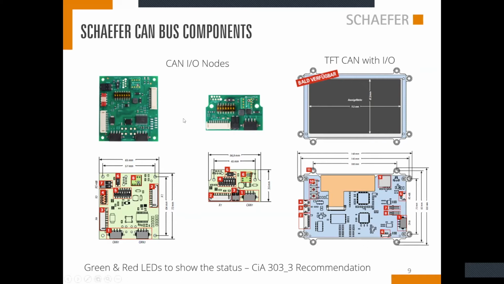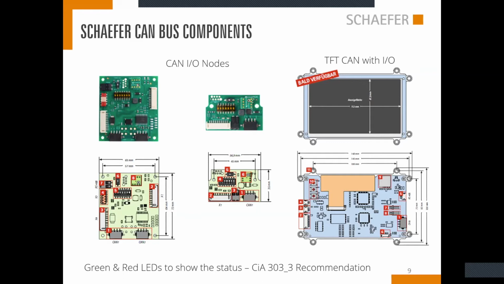All of our CAN devices have status LEDs, green and red LEDs, based on the CiA 303 recommendation to show the status of the CAN nodes or the TFT. This is for the customer or the lift installation person to know what is the status of the CAN node. Are they connected to the bus, or are there some errors and things like this? During normal operation, there's a steady green light blinking, and for example, if the CAN node doesn't find a heartbeat, then the green light and the red light are blinking after one another.